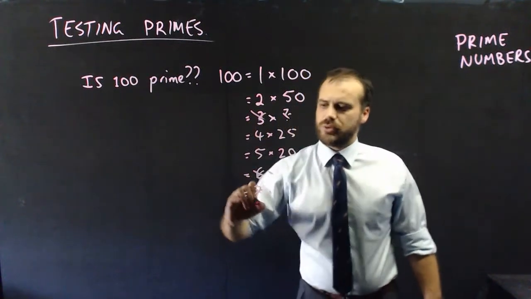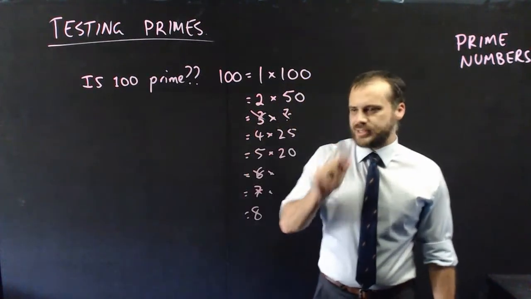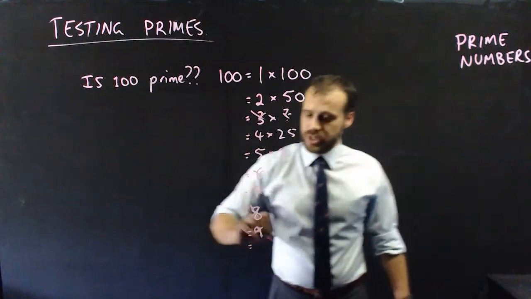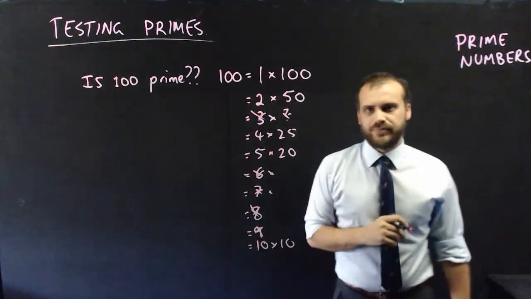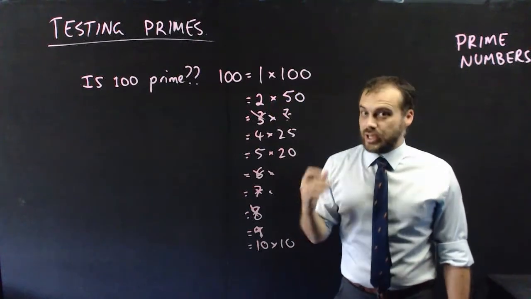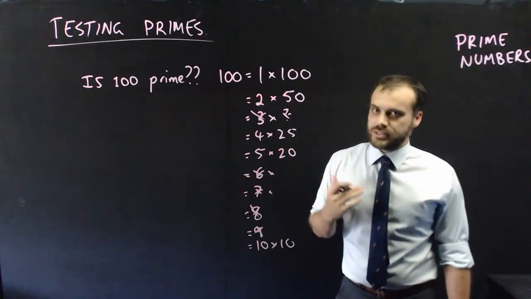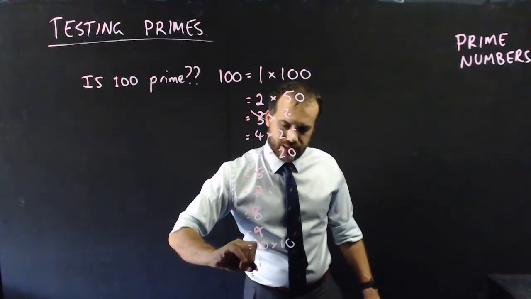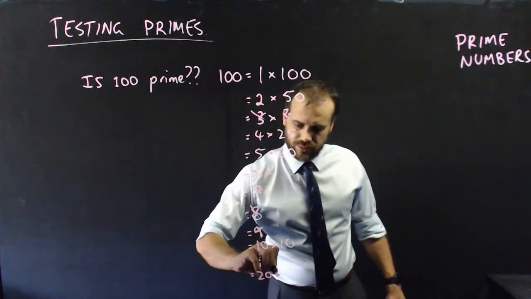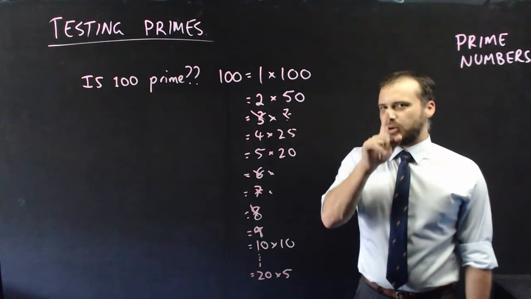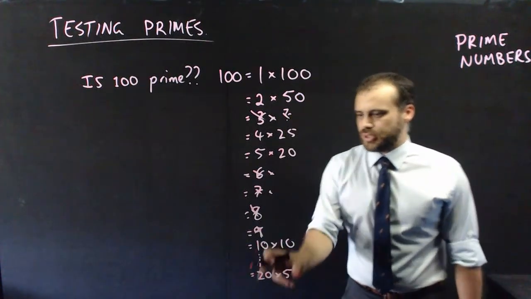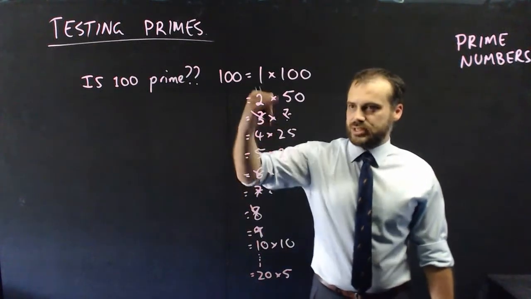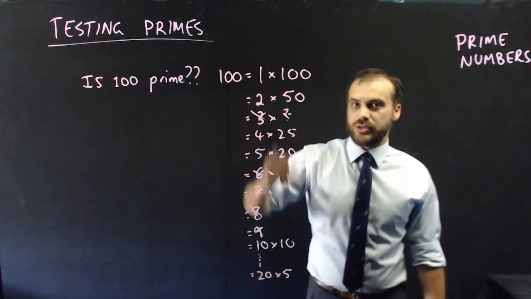So 3, 6, and 7 don't work. What about 8? 8 doesn't work either. 9, no, 9 doesn't work. 10. 10 is special. 10 times 10. Alright, if I keep working down, 11, 12, 13, 14, 15, 16, 17, 18, 19, 20. 20 is the next number that's going to work. 20 times 5. But wait, I've already tested 20 times 5, because 20 times 5 and 5 times 20 are the same thing. You don't have to test every single number from 1 to 100.